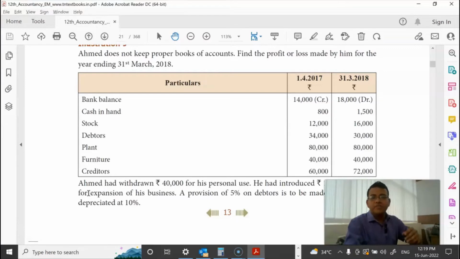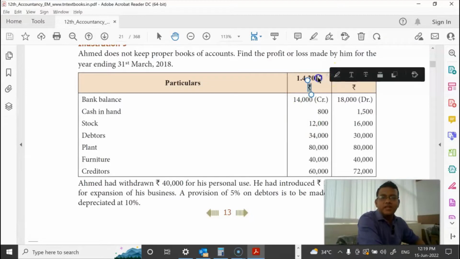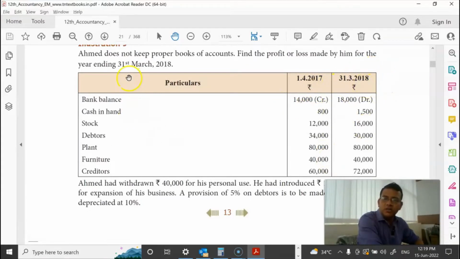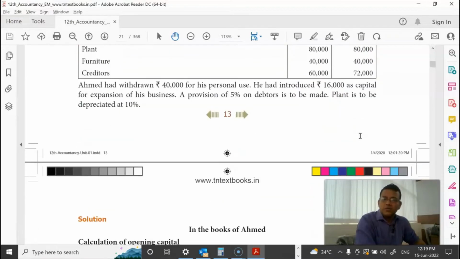So let's frame, see if you can see over here, this year is 1/4/2017, right? And this is 31/3/18. So this is nothing but the opening balances for this year. So the year ended is what? 31st March. You can see over here in the question it is given 31st March. So 31st March the year ended, and 1st April 2017 is the opening balances. So we find the opening capital from here, we find the closing capital from here, and the difference of this is going to be profit made during the year.